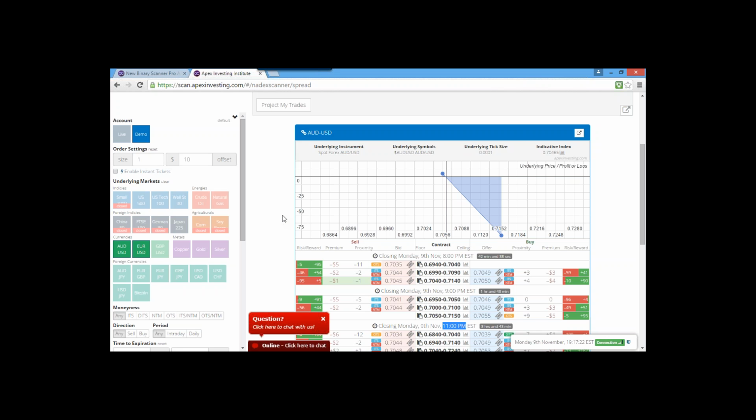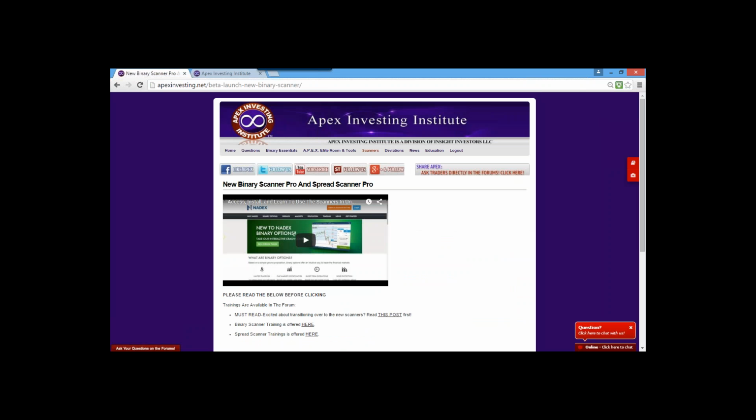So I'm going to show you some other cool ways we use the scanner. But again, that is a free tool. All you have to have is just a free username and password to the Apex site, and it's under the scanner section there. It's an amazing tool that you want to use. So take advantage of that as well.